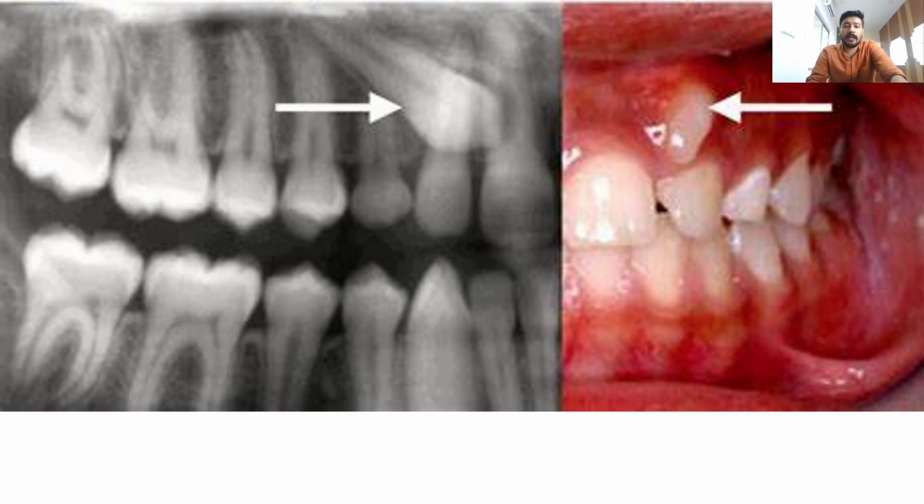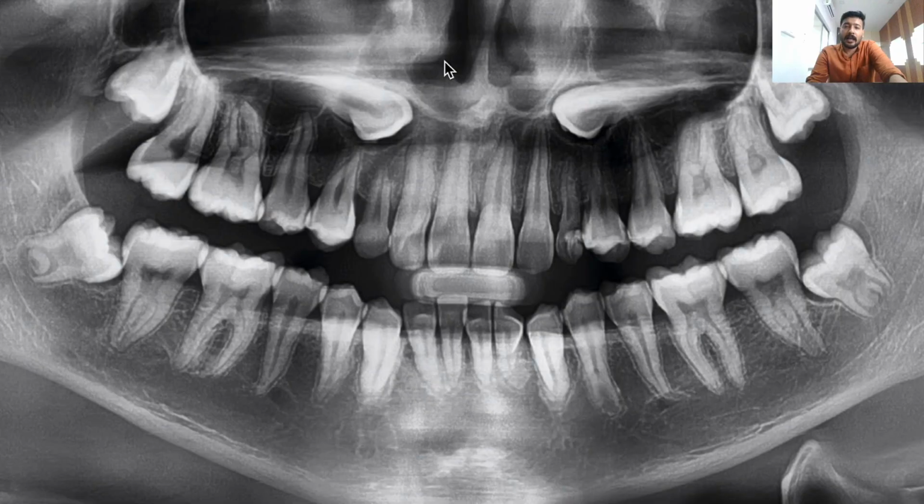The most commonly encountered impactions in orthodontics are canine impactions. Canine impactions can be either buccal or palatal, and in some cases they are very difficult to correct. For example, in this case it's a very highly placed canine, and it will be difficult to track such a highly placed canine down.